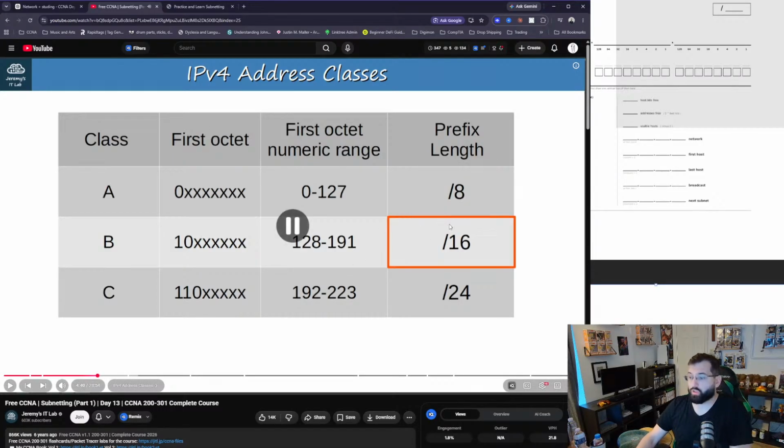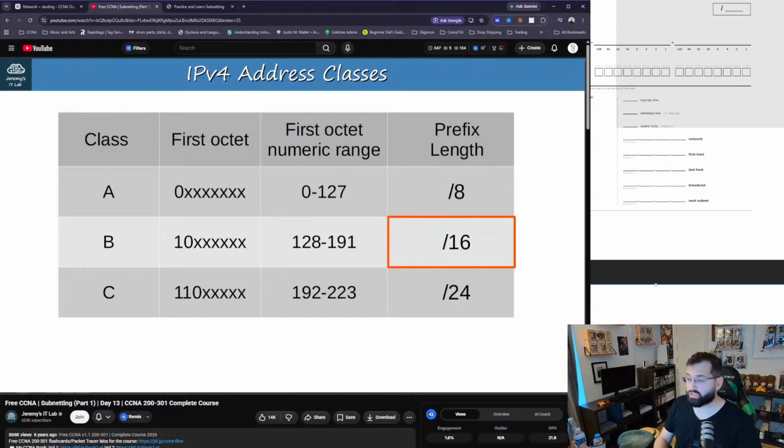Class B addresses... So what that slash is telling you is how many of the bytes are taken up. So when he's talking about the first octet, the reason it says the 8 is that it's taking up the first octet. So hold on, let me connect this.